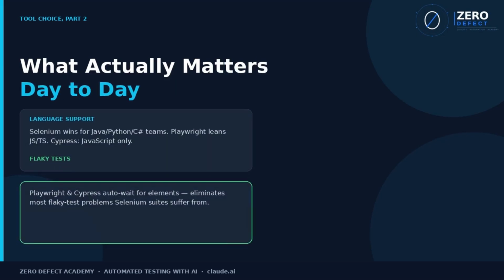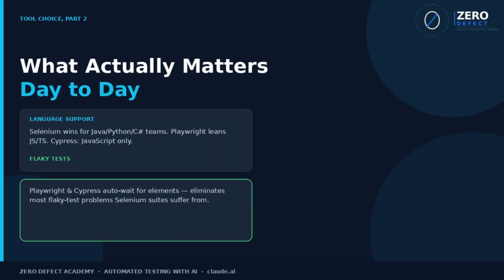Comparing what actually matters. Here's a direct comparison on the dimensions that actually affect your day-to-day experience. Language support. Selenium wins clearly if your team uses Java, Python, or C#. Playwright supports multiple languages too, but leans JavaScript, TypeScript first in practice. And Cypress is JavaScript only, full stop.